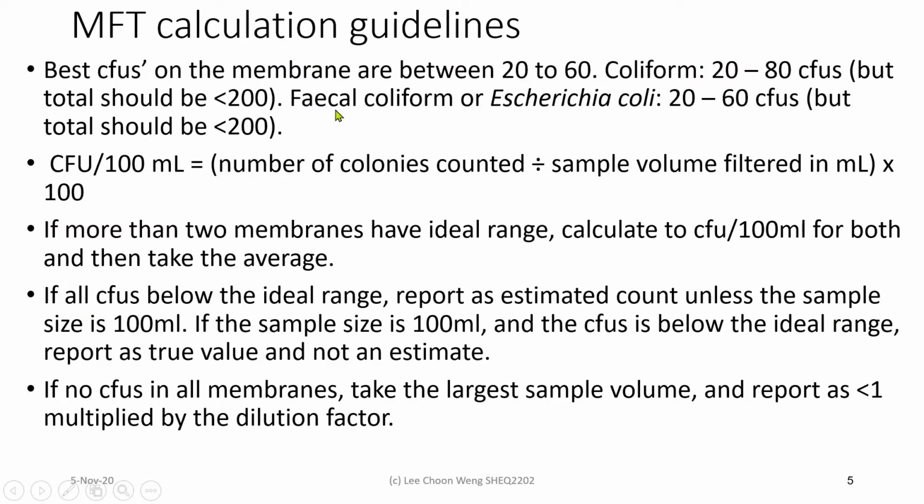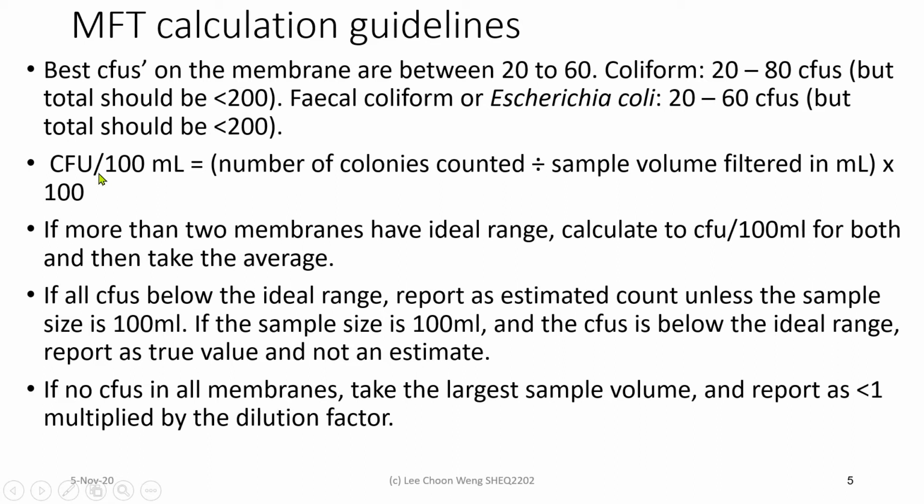The best CFUs on the membrane are between 20 to 60, as most of the time we will use this to enumerate coliform and fecal coliform. For coliform, it is actually 20 to 80 because coliforms are usually in higher numbers than fecal coliform or E. coli. Then for fecal coliform and E. coli, we maintain 20 to 60 CFUs. However, the total number of CFUs on the membrane should be less than 200.